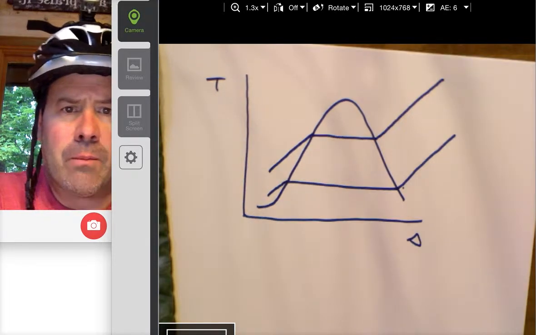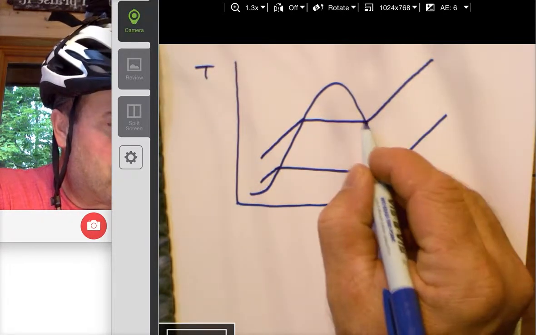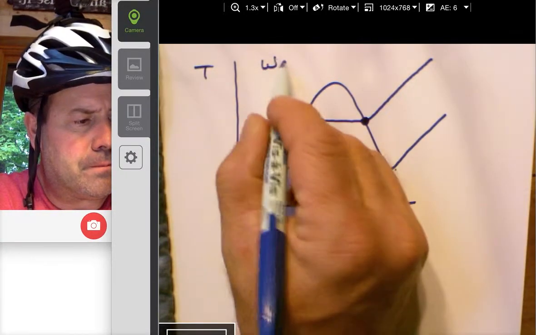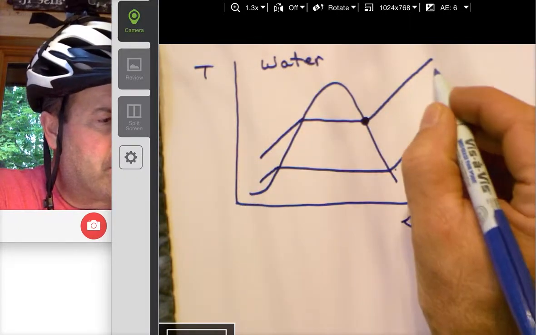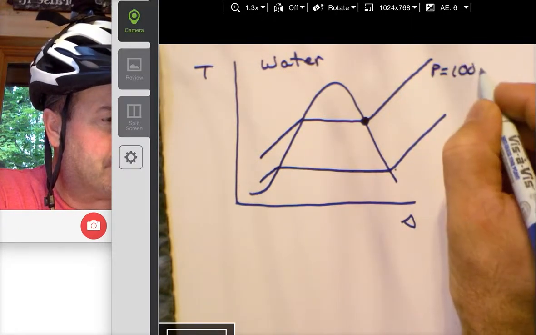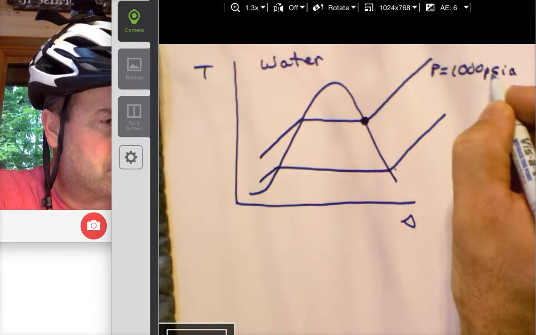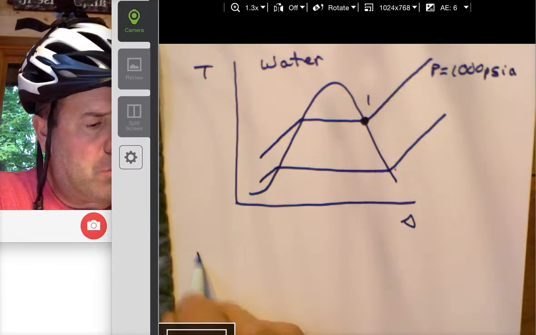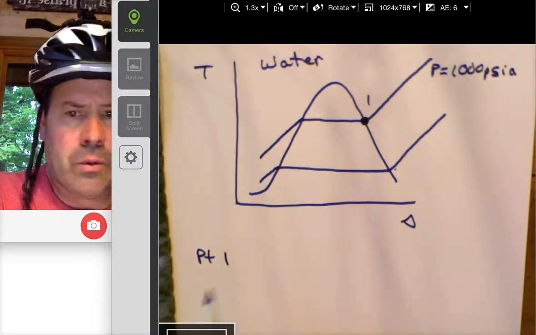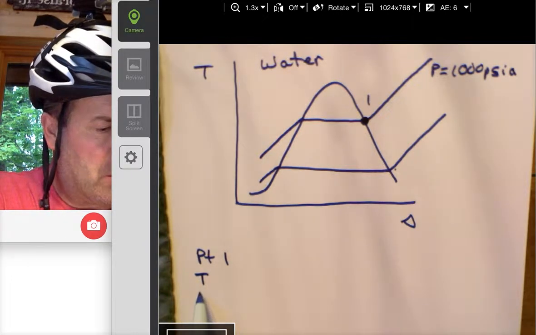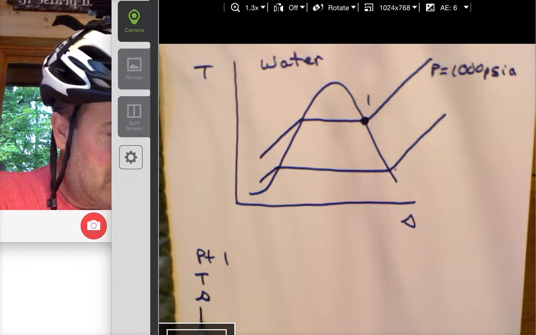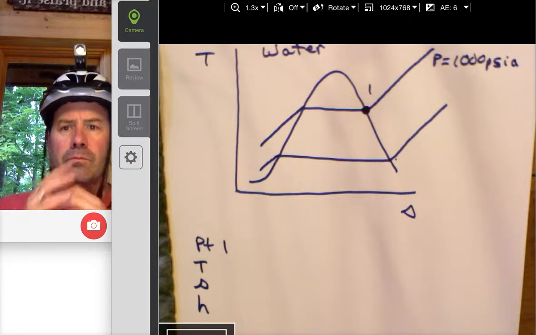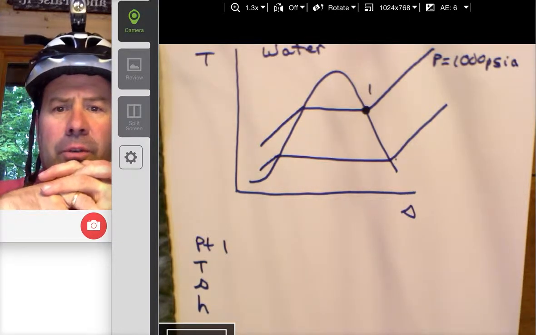And to start with, I want you to find this point. So I will pick pressure. First of all, let's use water. And I'm going to have a pressure of 1,000 psi. And I would like you to find, let's call that point 1. At point 1, I would like you to find the temperature, the entropy, and the enthalpy. Press pause and find those three values.